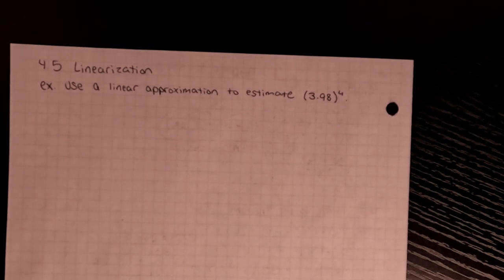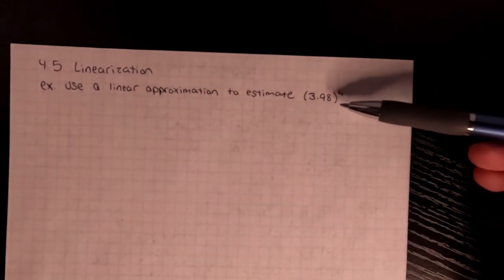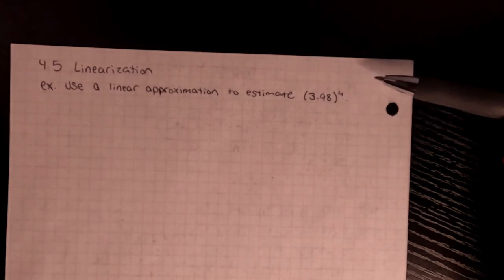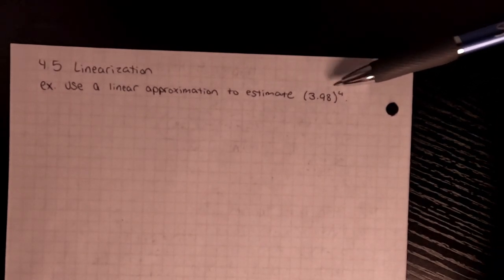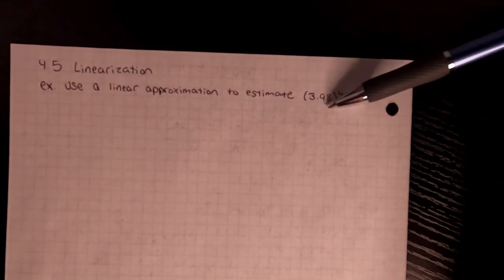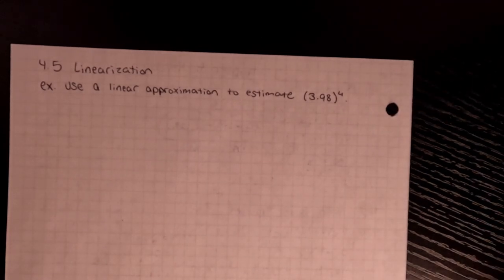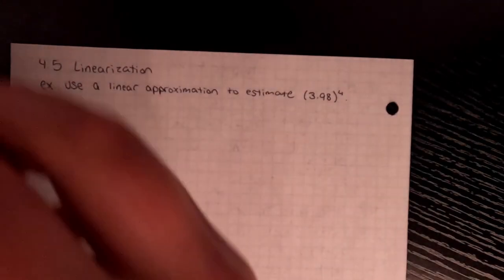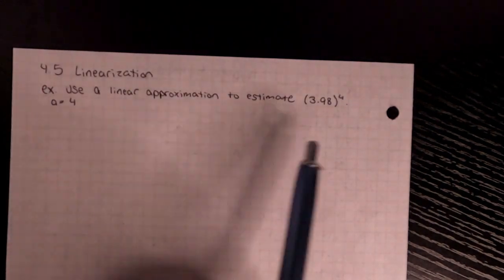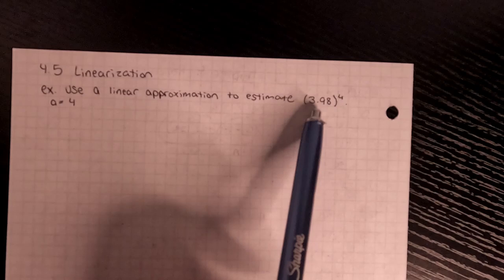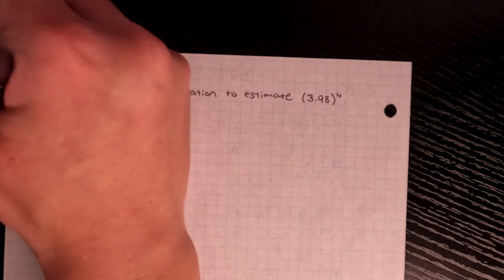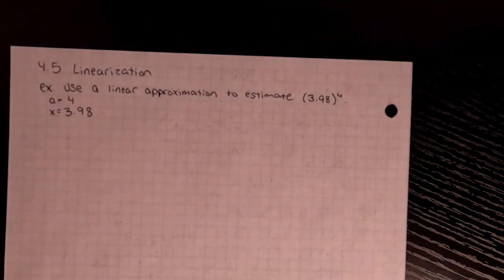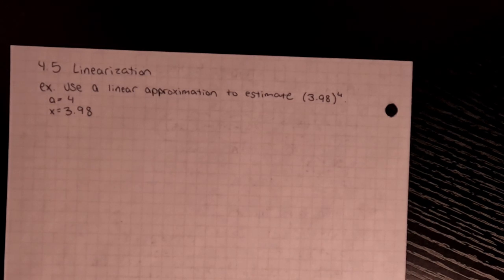So with linear approximation, you're always given a number that's really close to a number that's easy to divide or multiply or whatever it is. So for this problem, it's 3.98 to the 4th power. 3.98 is really close to 4, so that's going to be our a value. So our a value is just going to be whatever nice number is close to our x value, which 3.98 is our x value. And then we also want to identify f of a and f prime of a.